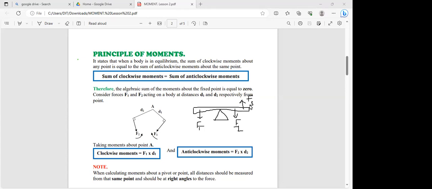Now, to know the moment, remember moment has to be force times distance, but it is the force that determines the direction of our moment. It's either clockwise or anti-clockwise. Now, for this that we have drawn here, we are going to see which one will take us clockwise, which one will take us anti-clockwise.